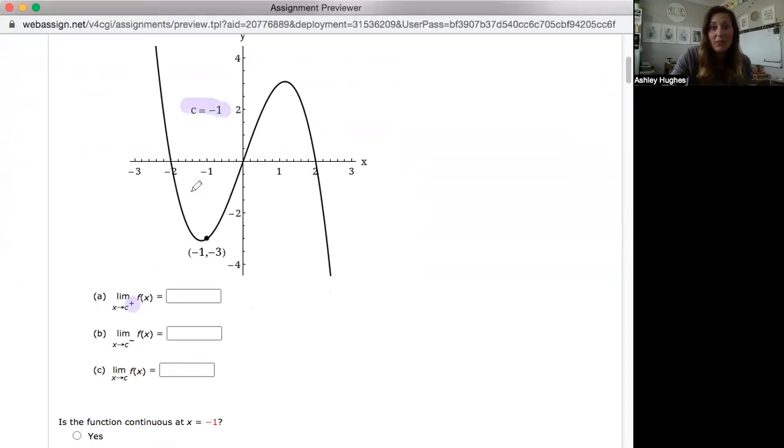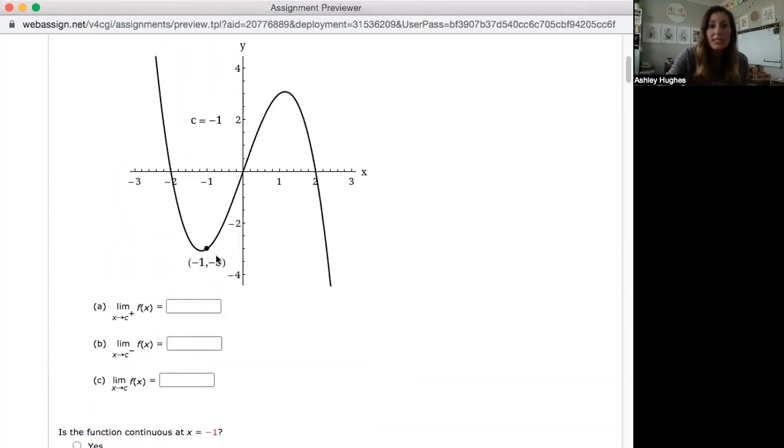Your C value might be different. Mine's -1, and I'm saying, okay, I get on the right side of C. So I'm on this side, I approach C, and I'm approaching that Y value. The Y value is -3. In this case, since the function's continuous, these are all going to have the same number, -3, -3, -3, because these are the same. If these were different, then the answer would be does not exist. Let's move down.